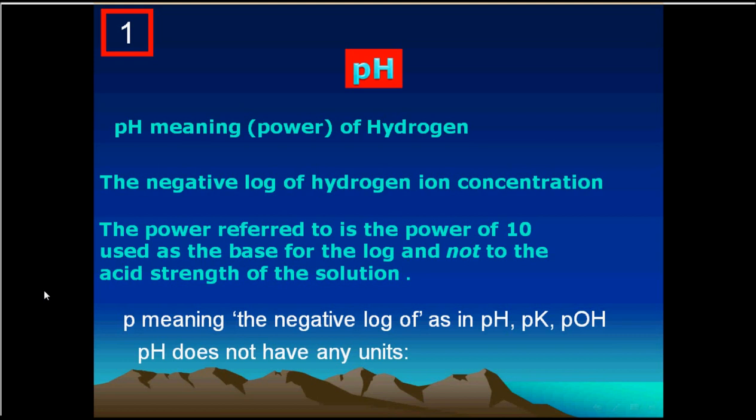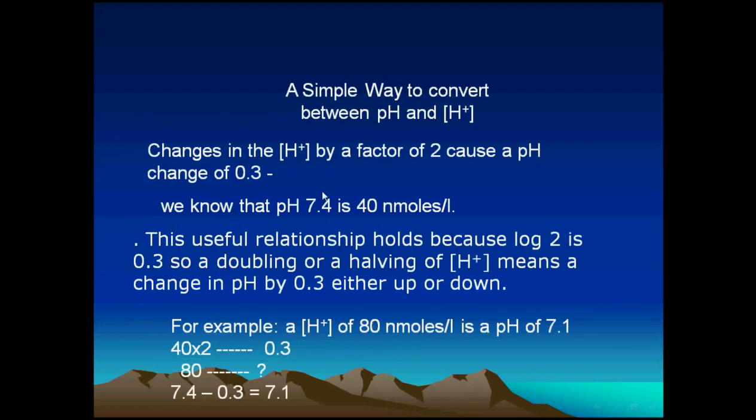The relation to the concentration of hydrogen ion is not so simple. If you want to know the relation between the pH and the hydrogen ion concentration, a change in the hydrogen concentration by a factor of 2 causes a pH change by 0.3. We know that the pH is 7.4. This means that the concentration of hydrogen is about 40 nanomoles. This useful relationship holds because the logarithm of 2 is 0.3. So doubling or halving the hydrogen ion means a change in the pH by 0.3.